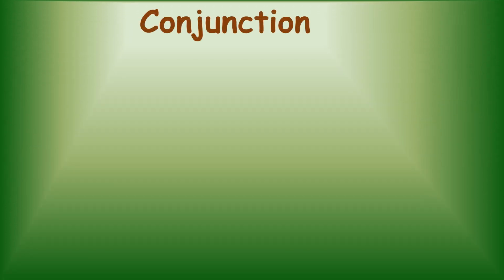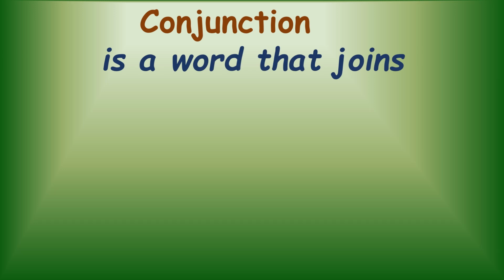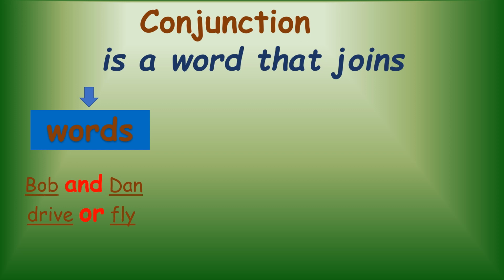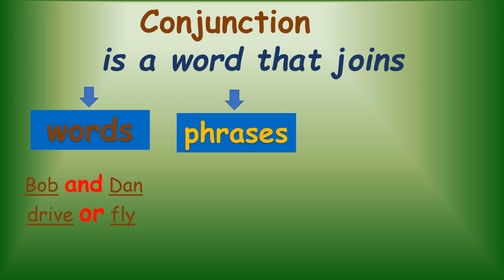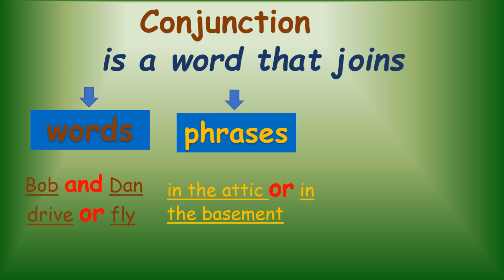What is a conjunction and what do we use it for? A conjunction is a word that joins words together. Example: Bob and Dan drive or fly. A conjunction may join phrases together. Example: in the attic, in the basement are two prepositional phrases joined together with the conjunction or.